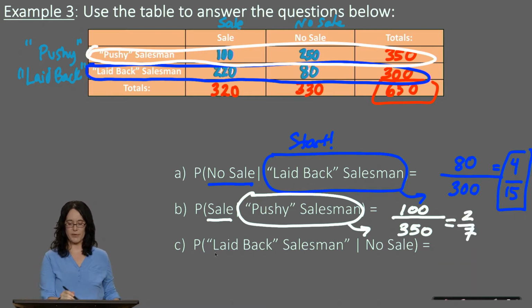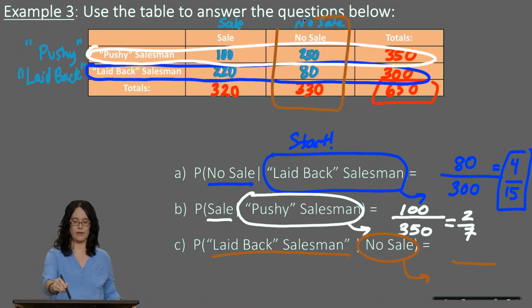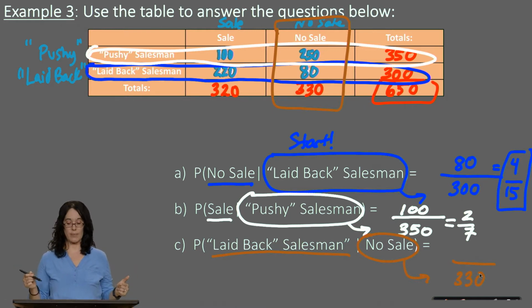It says, find the probability of selecting an interaction that had involved a laid-back car salesman, given the fact that you know that there was no sale made. Okay, so you know there was no sale made. That's where we would start. How many interactions resulted in no sale? Well, that would be this column here, wouldn't it? The no sale column has 330 interactions. And of those interactions, how many of them were with a laid-back car salesman? That would be 80, correct?